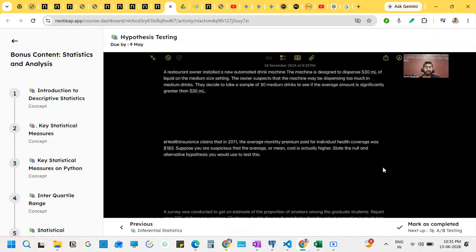Now, the owner suspects that the machine may be dispensing too much in the medium drink. What is the suspicion of the owner? That the machine is dispensing more than 530 ml in a medium-sized drink. The person wanted to test this, and that is the reason they took 30 medium-sized drinks to see if the average amount is significantly greater than 530 ml. Let's ignore the second half, which is about taking a sample. The default assumption is that when you press the medium button, the machine will dispense 530 ml. But the owner is suspecting that the machine is dispensing more than 530 ml.